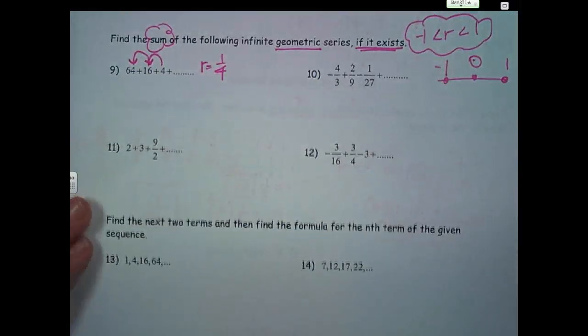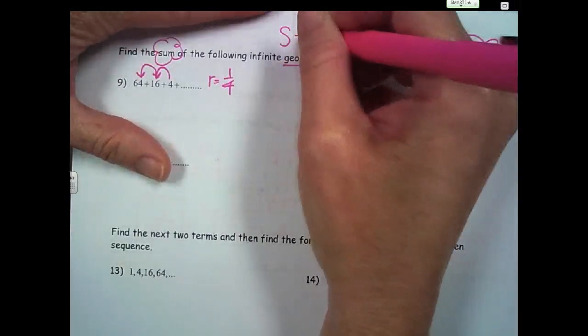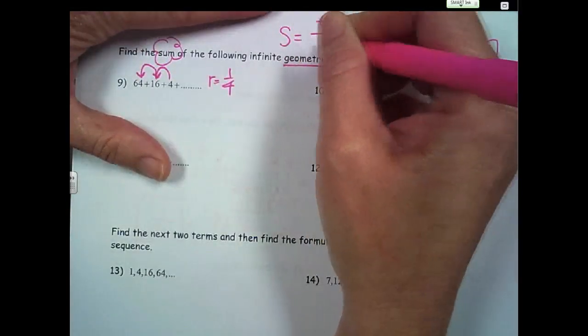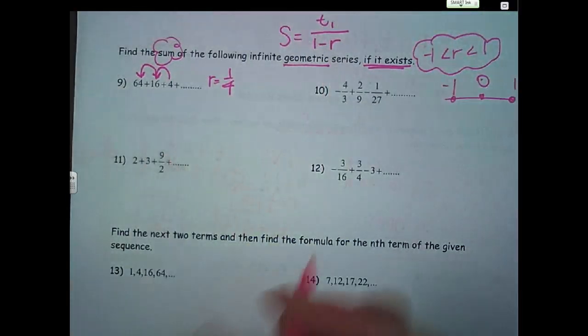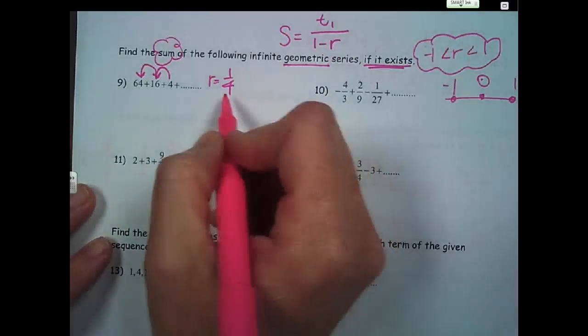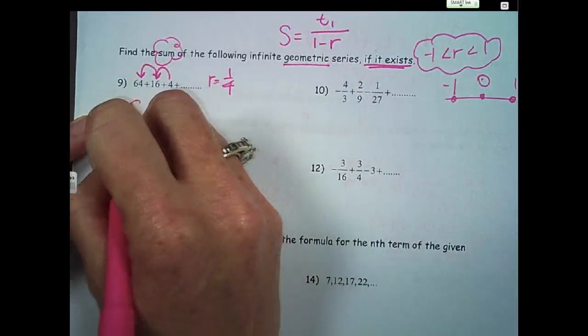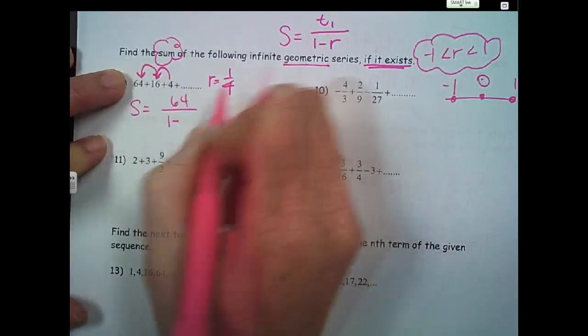And then you're going to use the formula. The geometric formula, remember, for infinite series is the sum equals your first term divided by 1 minus R. And some of you guys miss this because you type it in your calculator just like this. But remember, if I want to find the sum, it equals the term 1, 64, divided by 1 minus R.